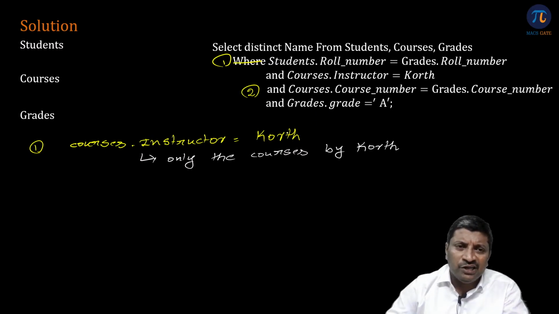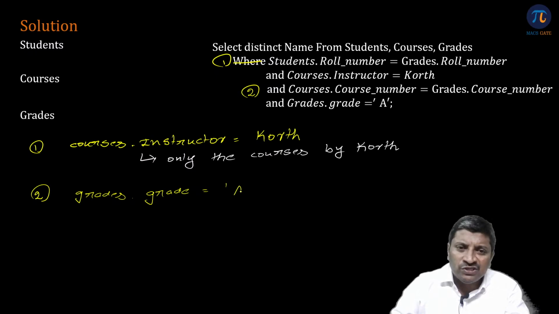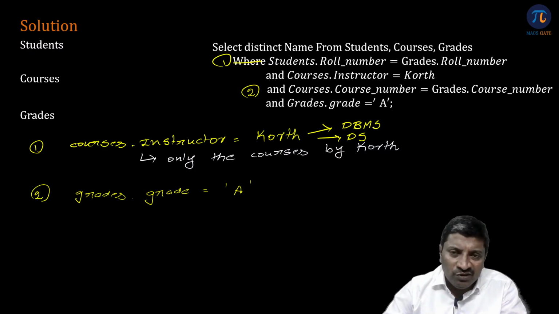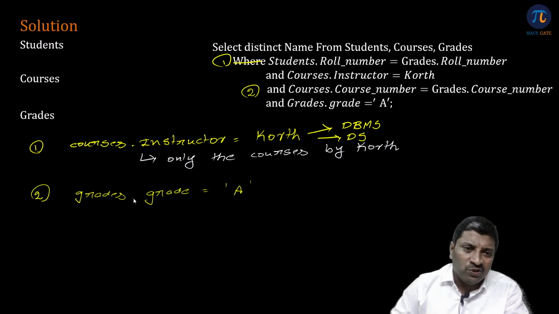Now look at this. Grade equal to A. The second condition, grades dot grade. That means, suppose the faculty taught DBMS and DS. Then the student must register in any one of these two courses and his grade must be equal to A. Am I clear, sir? Because grades dot grade equal to A.